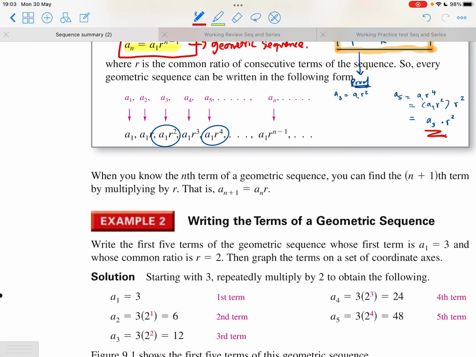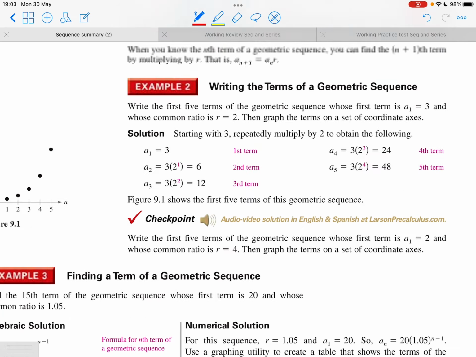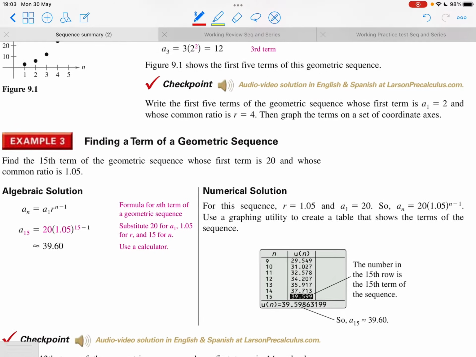So this is the tip. And all of this is on the first page of the formula sheet that I gave you.